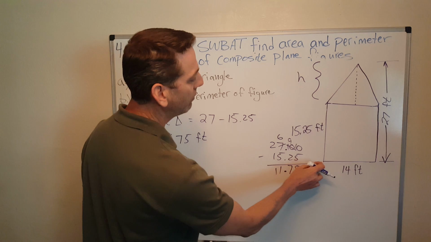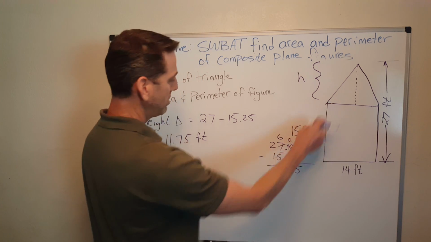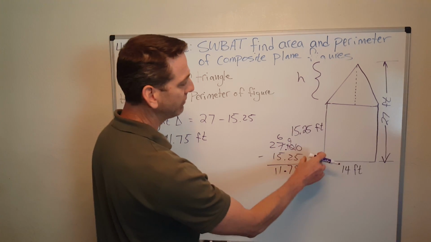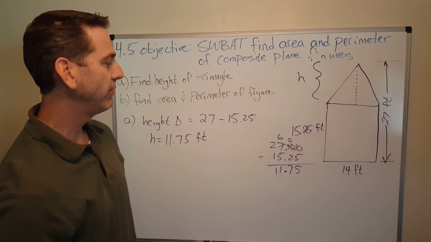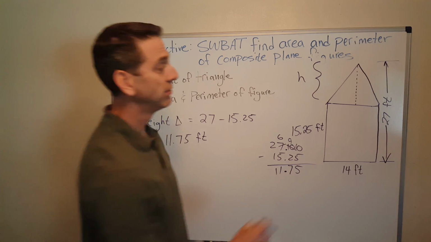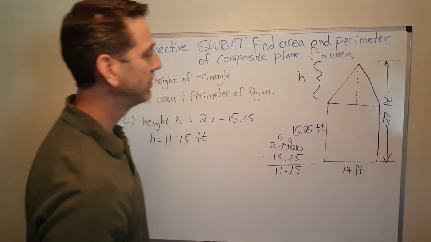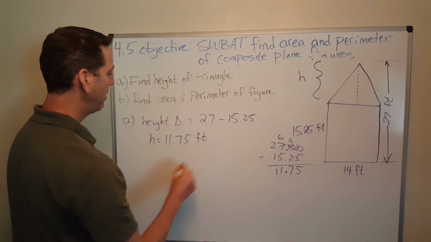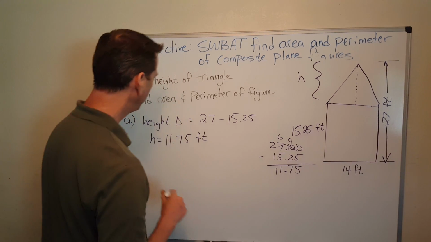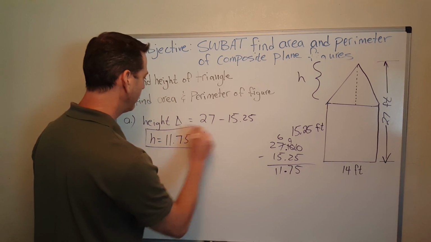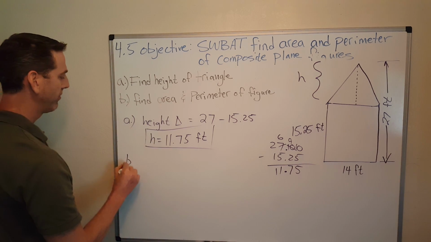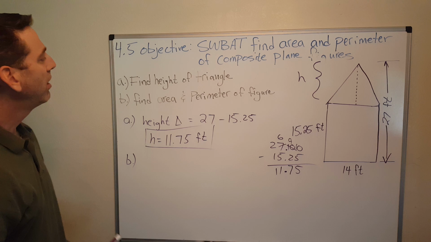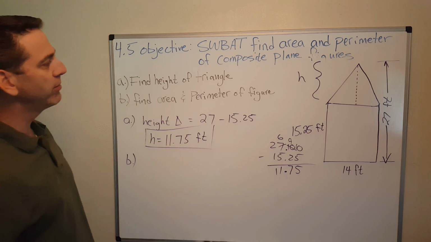Now let's see if that's reasonable. I got over 15 here, and that's about 12. So 15 plus 12 is, what, 27. That sounds about right, huh? Always check your answers for reasonableness. So there's our answer for letter A. Let's go to B now. We want to find the area and perimeter of the figure.